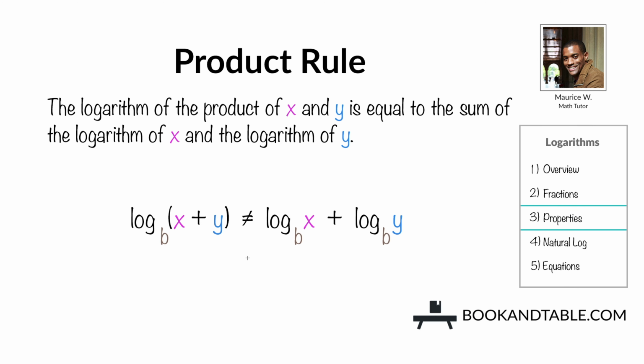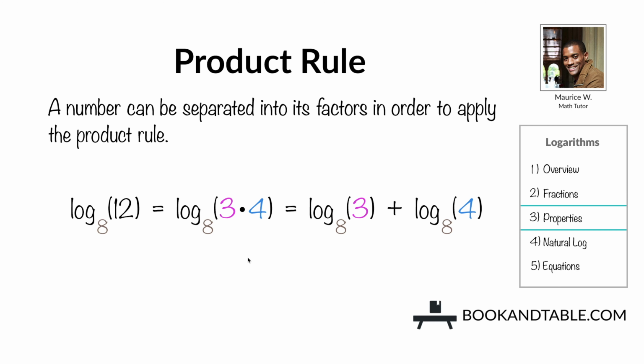Now, let's look at one use case in which we will use the product rule to separate certain logarithmic terms. A number can be separated into its factors in order to apply the product rule. So let's say we have log base 8 of 12. 12, our argument here, can be broken up into factors that produce a product of 12, such as 3 times 4. So log base 8 of 12 is equivalent to log base 8 of 3 times 4.